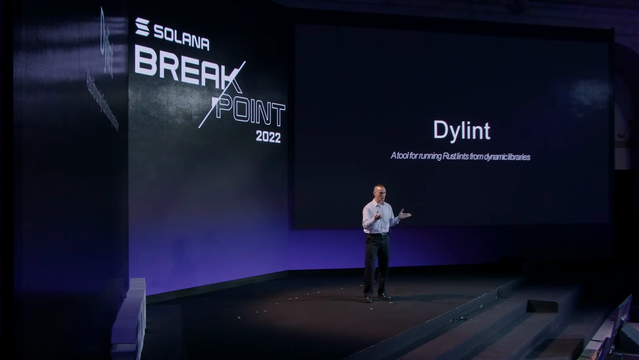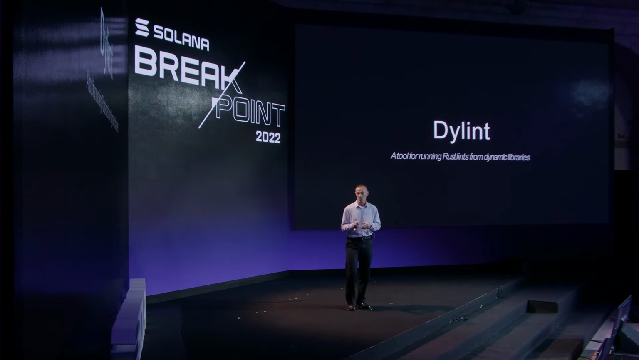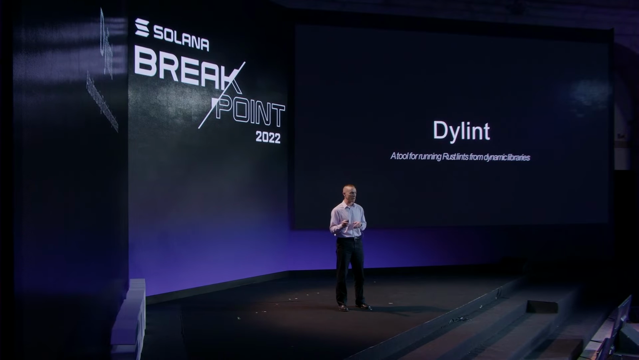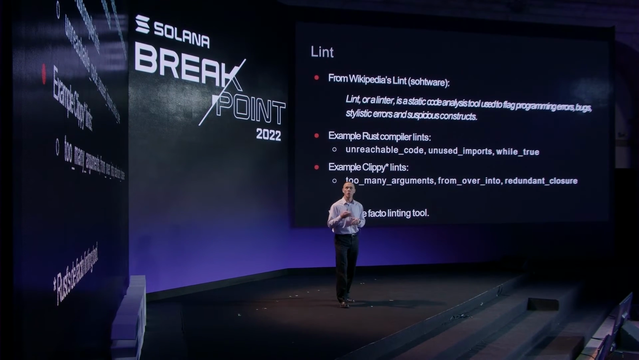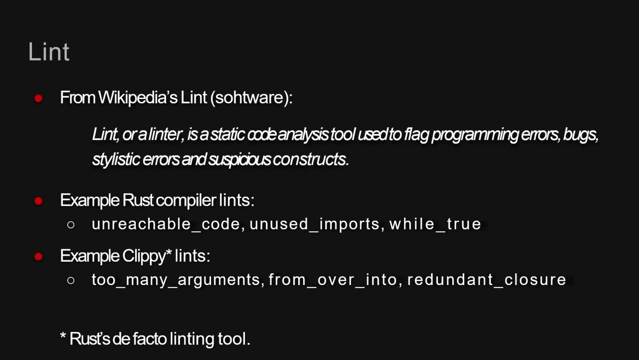OK, so that's a little bit about the C-level attacks, so now I'm going to talk about Dylint. So Dylint is a tool for running Rust lints from dynamic libraries. So first, what do we mean by a lint? The Wikipedia definition of a lint says the following. It is a static code analysis tool used to flag programming errors, bugs, stylistic errors, and suspicious constructs.